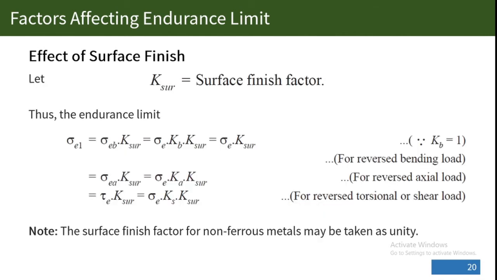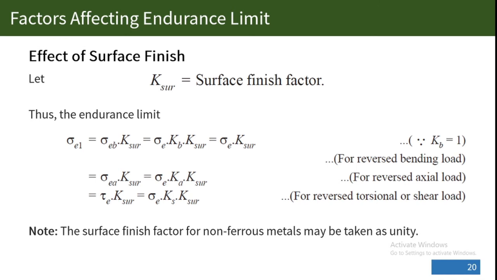Then, if we let K sub SUR as the surface finish factor, then we can obtain the endurance limit sigma sub E1 as sigma sub EB times K sub SUR. So what is this sigma sub EB? This is the endurance limit for reversed bending load, and the K sub SUR is the surface finish factor.